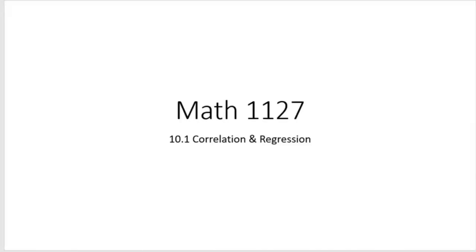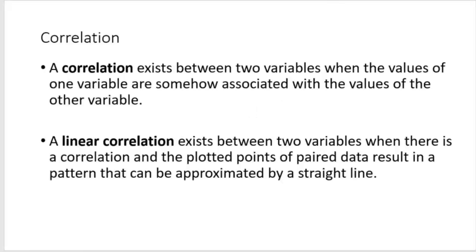This lesson, we're going to look at correlation between two different variables and regression. Particularly, we're going to look at linear regressions. A correlation is when you have two different variables and the values of one are somehow associated with the values of the other variable.